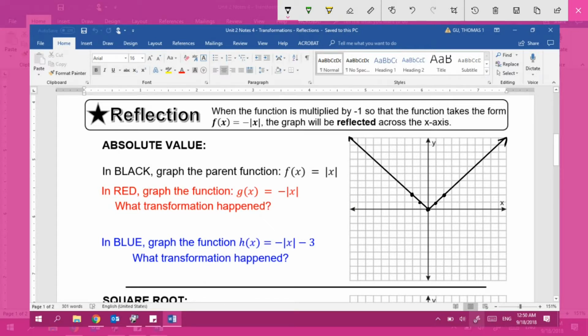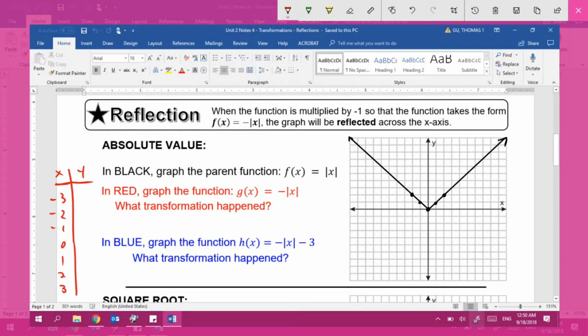Now in red, we're going to graph the function g of x, which is going to equal negative absolute value of x. So let's actually just plug in some values and see what we get. Okay, so let's go with x and the y. Let's do -3, -2, -1, 0, 1, 2, and 3, just to have a bunch of points. So look, it equals negative absolute value of x.